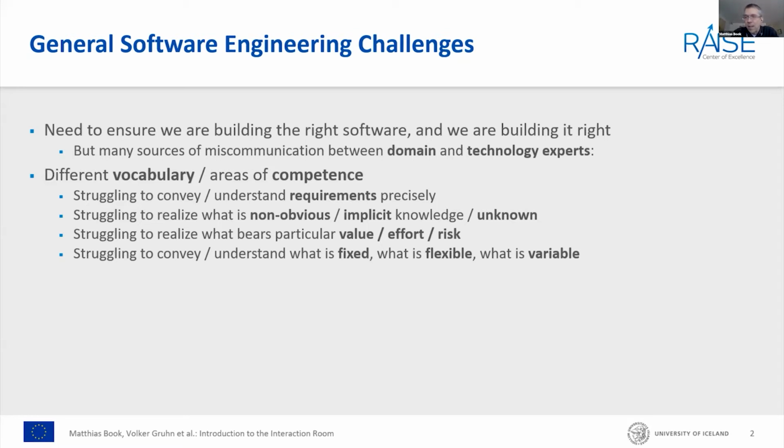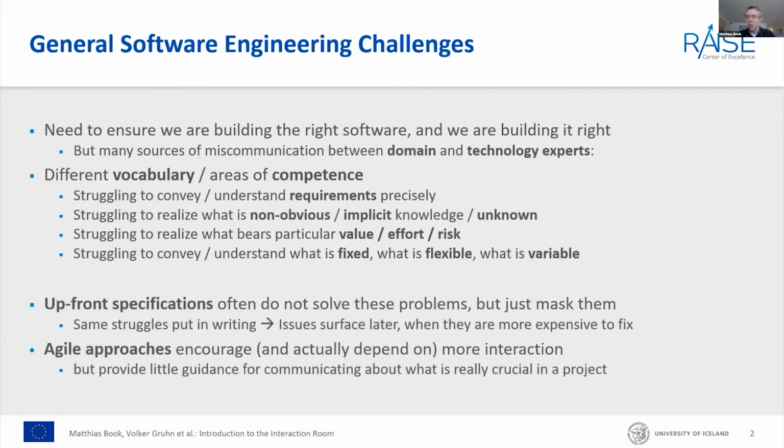And all of these things are commonly something that are more or less visible and more or less obvious to people on one side of the table, but not at all obvious maybe to people on the other side of the table. What do we do in this case? In classical software engineering, there's two approaches.